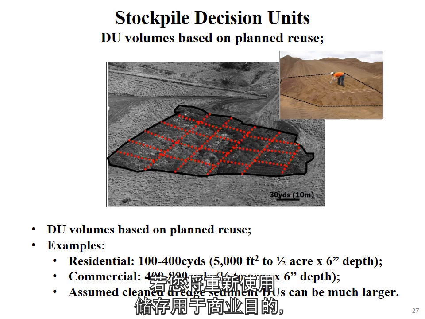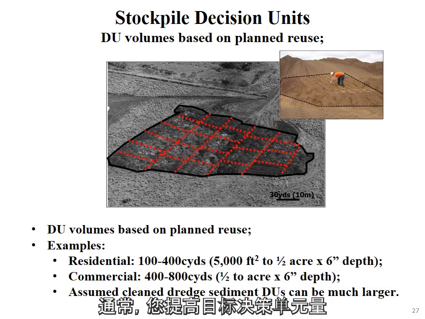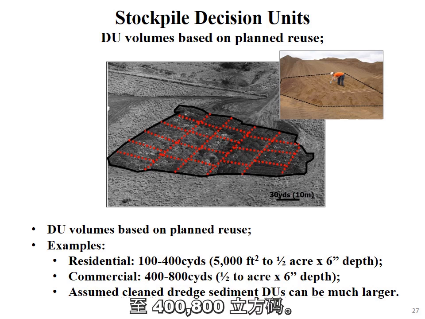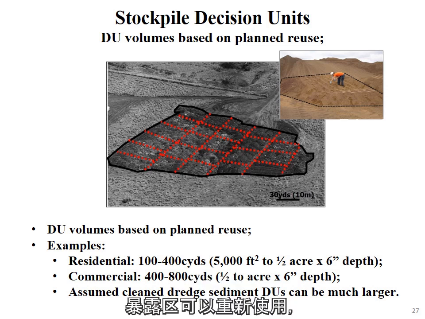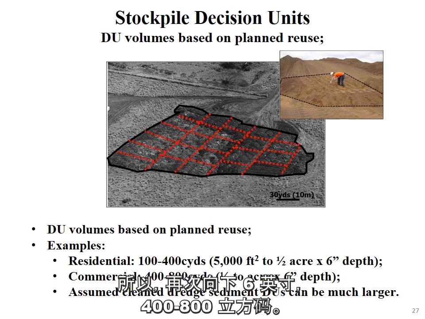If you're going to reuse stockpile for commercial use, typically you bump up the target DU volume to 400, 800 cubic yards. You're probably looking at half acre to even 1 acre exposure area sizes for reuse. So down to 6 inches, again 400, 800 cubic yards.